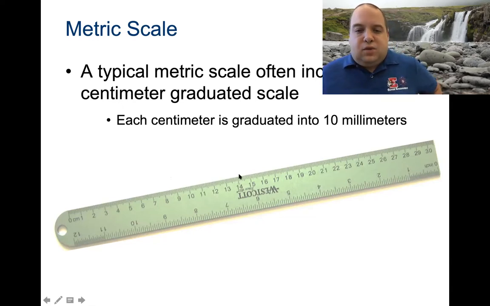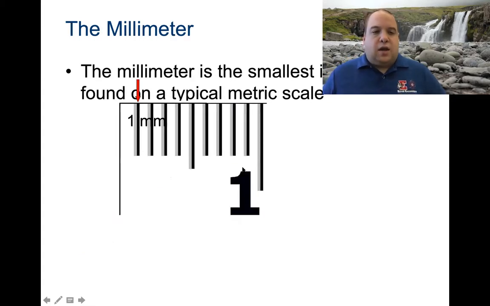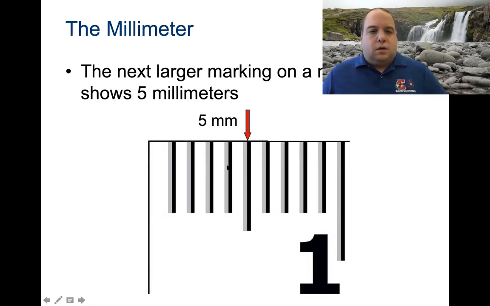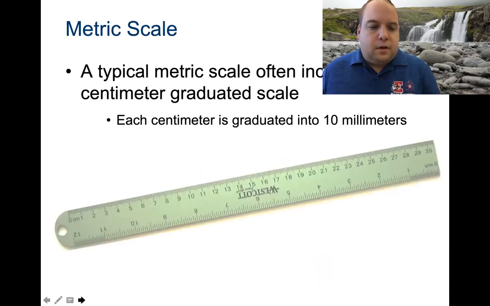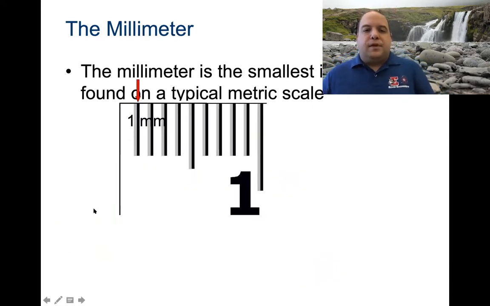And in between each of those, you have the smaller lines. Those are known as millimeters. And we'll spend some time today talking about those. Oh, this is jumping all around here. Let's go back a slide. All right. So the millimeter is the smallest increment found on the metric scale.